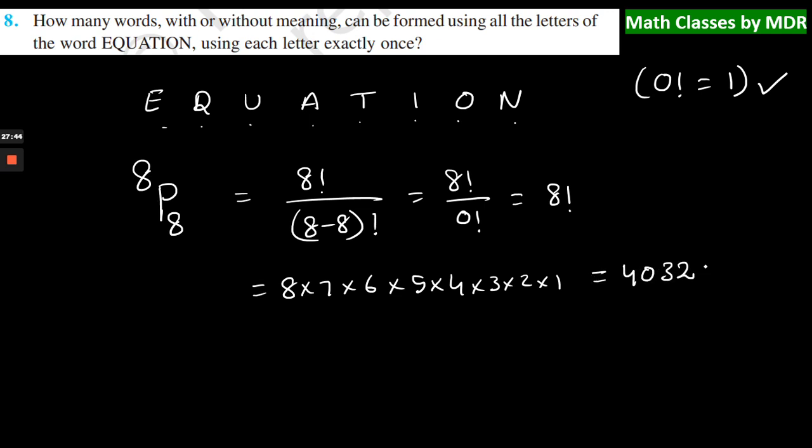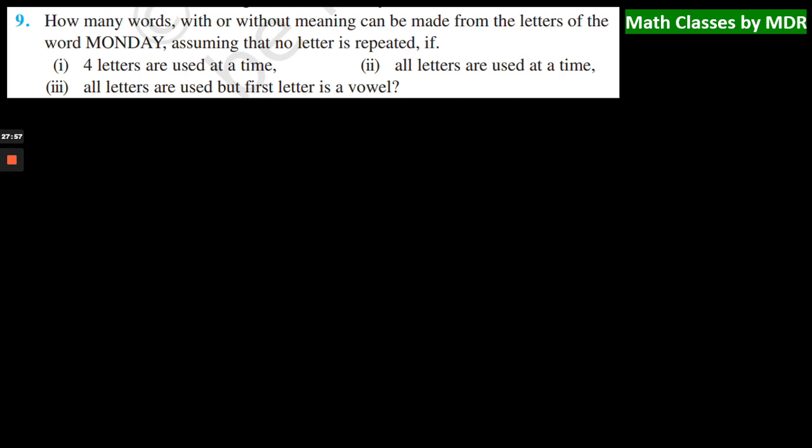So if you simplify it, you will get 40,320. Words can be formed with or without meaning, right? So 8P8. Now let's see the next question. How many words with or without meaning can be made from the letters of the word Monday?